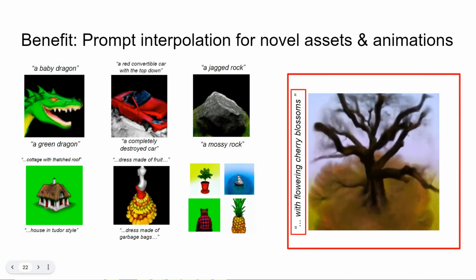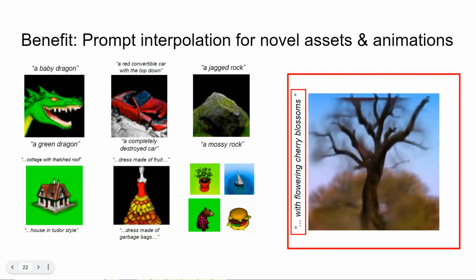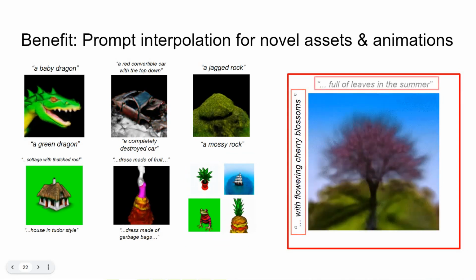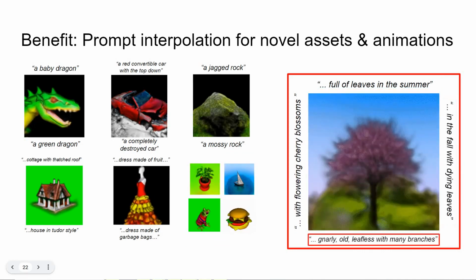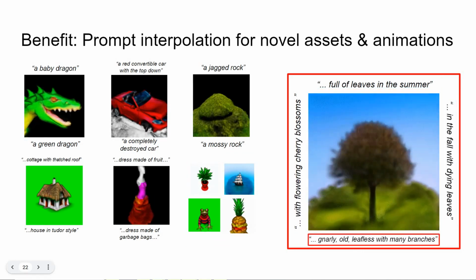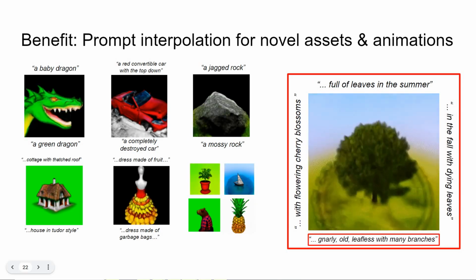We use longer chains of prompts for more sophisticated animations, like seasonality in a tree, going from a tree in the spring, to a tree in the summer, to a tree in the fall, to a tree in the winter. Or we can use arbitrary sequences of frames in longer animations.